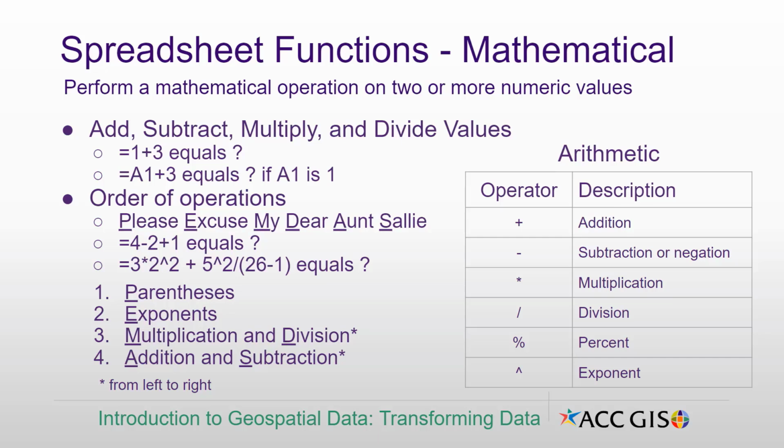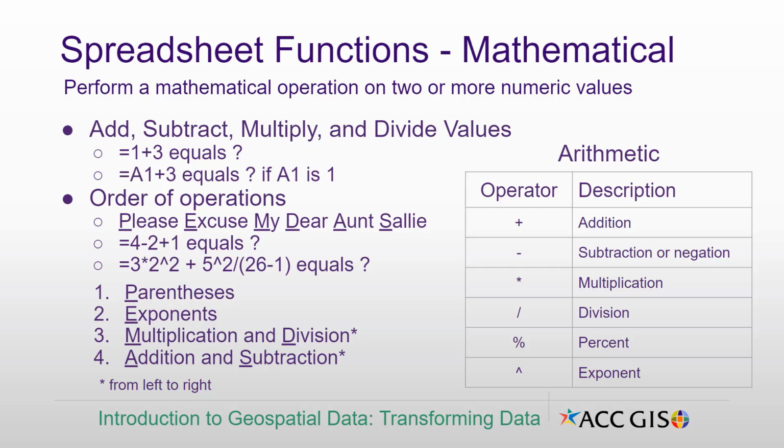Now, the order of operations is very similar to what we do and teach in, for example, grade school mathematics. We utilize the mnemonic, please excuse my dear Aunt Sally, to represent parentheses, exponents, multiplication and division, addition, and subtraction. But the difference in spreadsheets is that the order of operations starts with parentheses, exponents, and then it's multiplication and division from left to right. So they're equal, and then you just move from left to right through the equation. And then again, addition and subtraction from left to right.